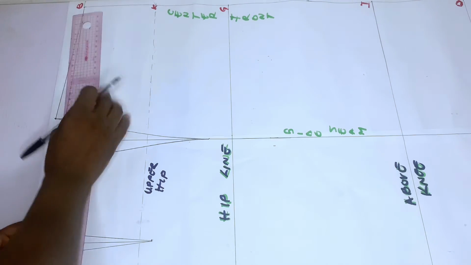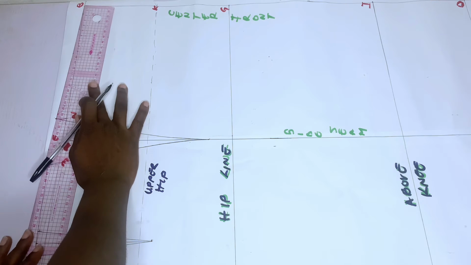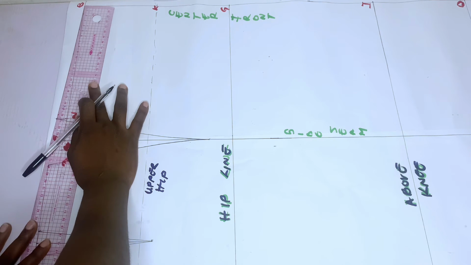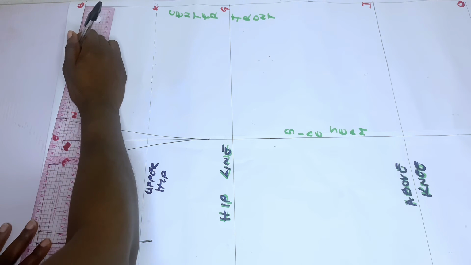Now for the front darts, we're going to take the measurement of line B to N, divide that by 2 and find the midpoint. When you find the midpoint, you will square the line down to the upper hip line. So this means that your back dart is going to be longer than your front dart by 2 cm.